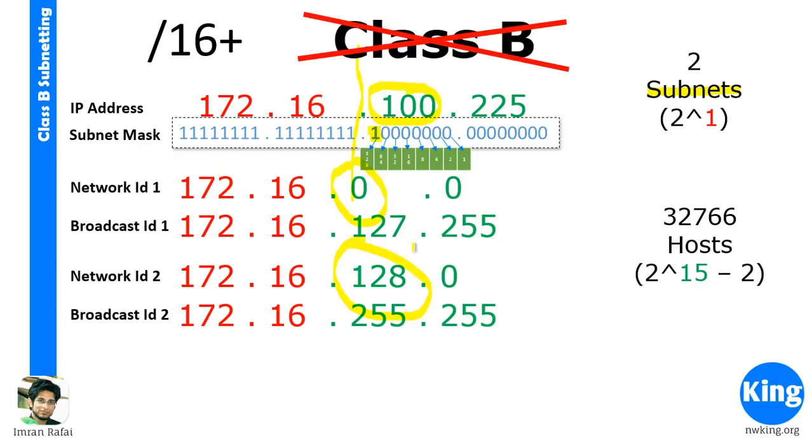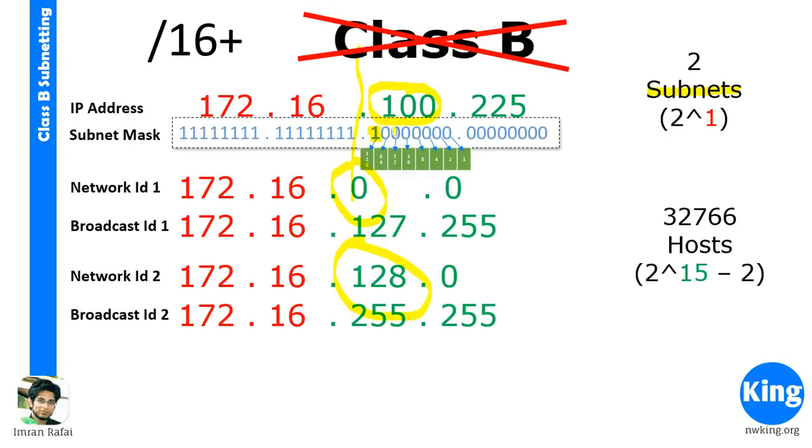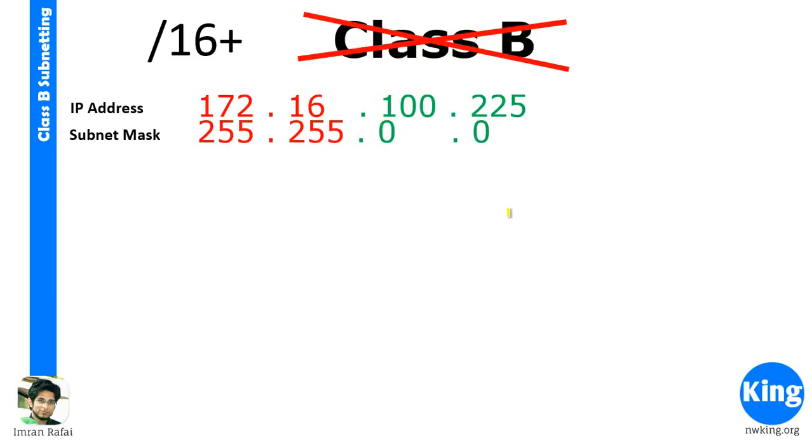Right, because of this borrowing, what happens to our subnet mask? Our subnet mask is 255.255.128.0, because this 10000000 is 128.0, and that is nothing but /17 because we borrowed 1 bit. It's very easy. I don't know why people think it's such a big deal. I don't think so. It is very simple. All you need to know is the basics, and that's how easy it is. Okay, let's try another example.